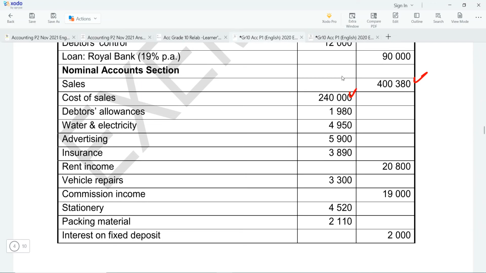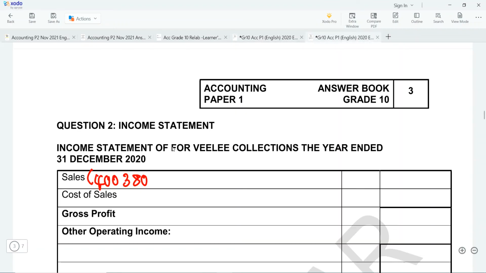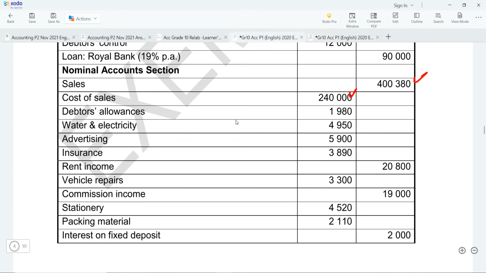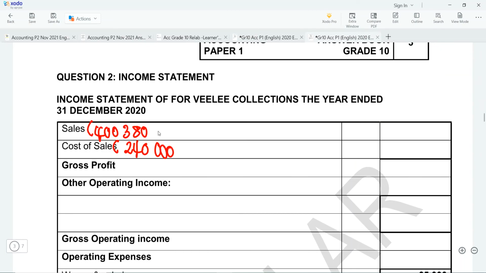Cost of sales 240,000. We are also going to enter it now. Remember, sometimes you will not be given this format. So cost of sales is 240,000. We are also going to enter it, and we'll move on to the next one. Next, we are given debtors allowance. We know that debtors allowance is supposed to be subtracted from the sales, as we were taught by teachers. So this 1,980, you immediately come here and subtract it from sales, 1,980.